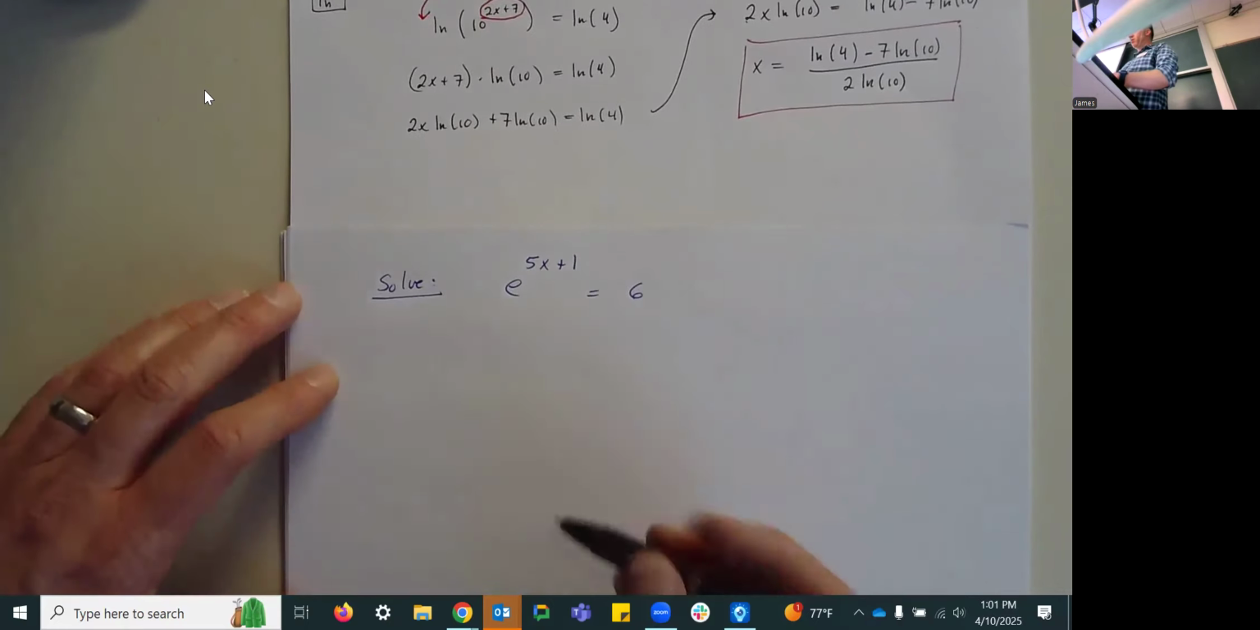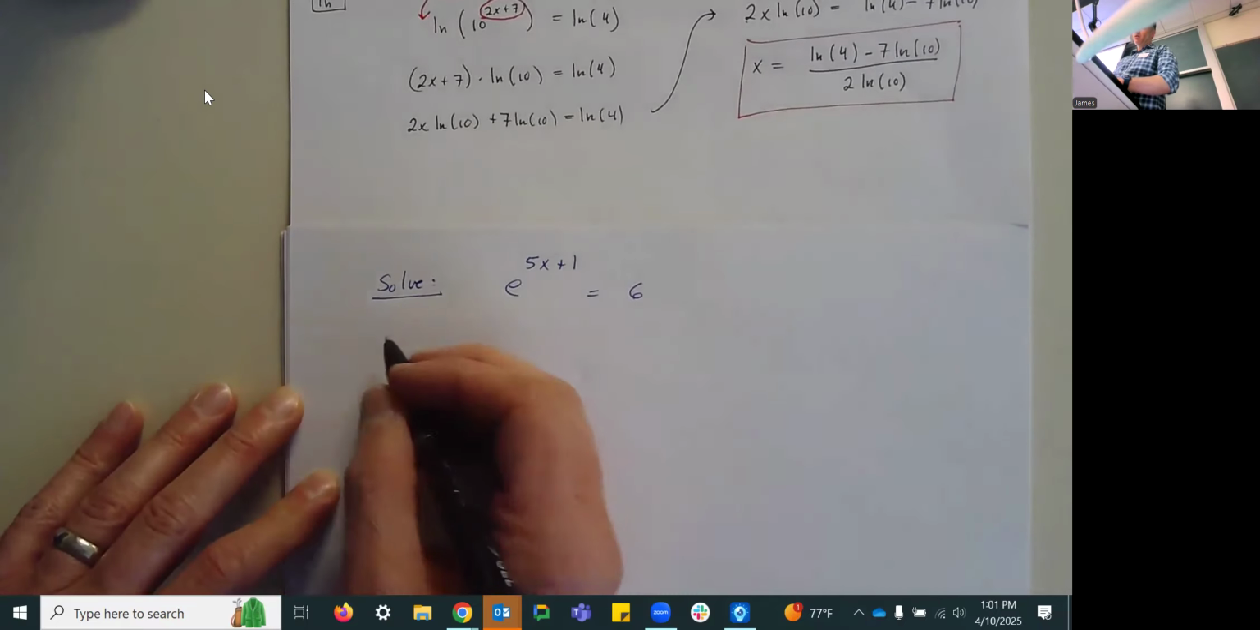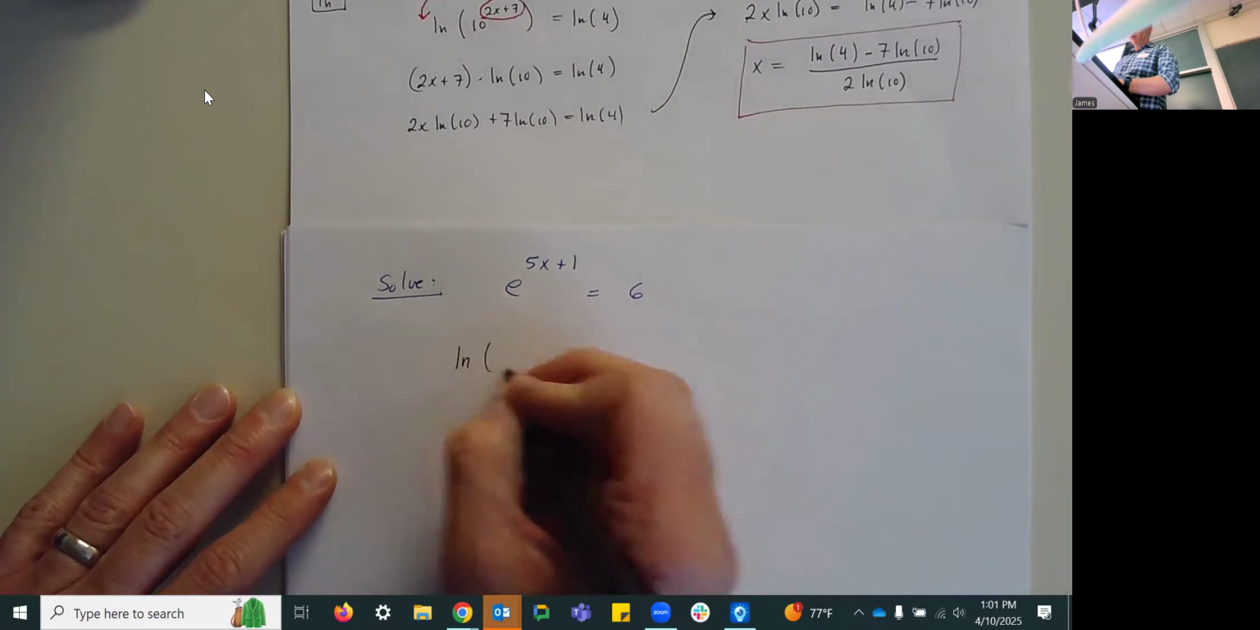All right, you guys are looking like most of the way through it. So the first step here would be to take the natural log of both sides.